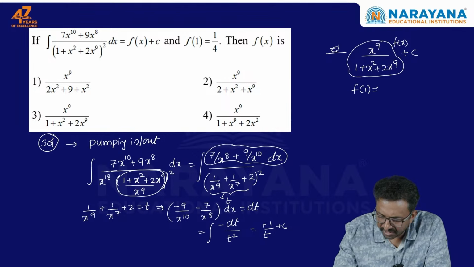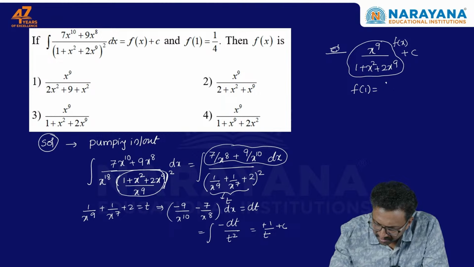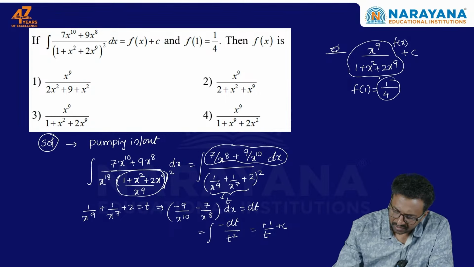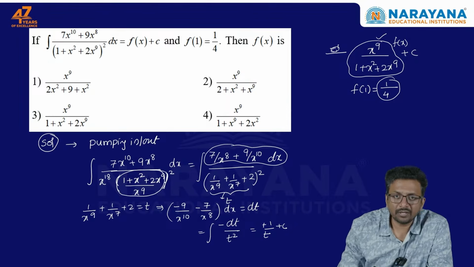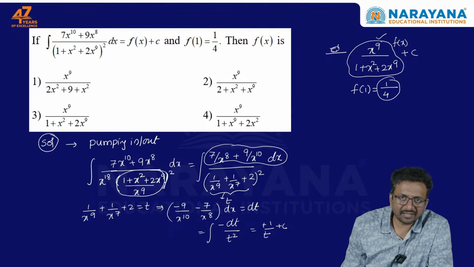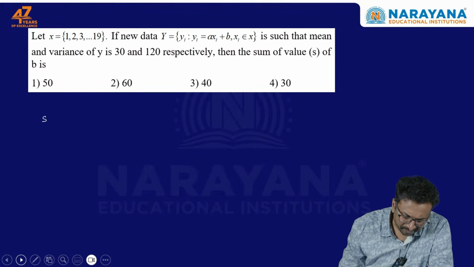We should also check whether f of 1 is 1 by 4. f of 1 is 1 by 1 plus 2, hmm, so this is also matching. So f of x is x power 9 by 1 plus x square plus 2x power 9. So clearly third option is the correct answer. So let's go to the next question.